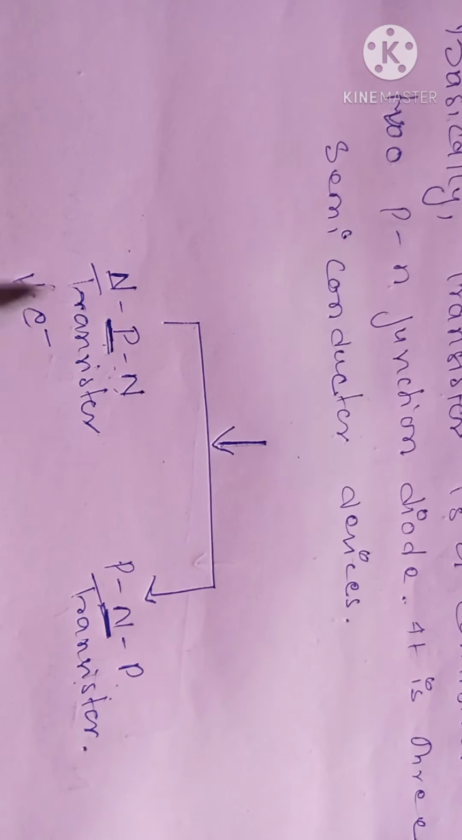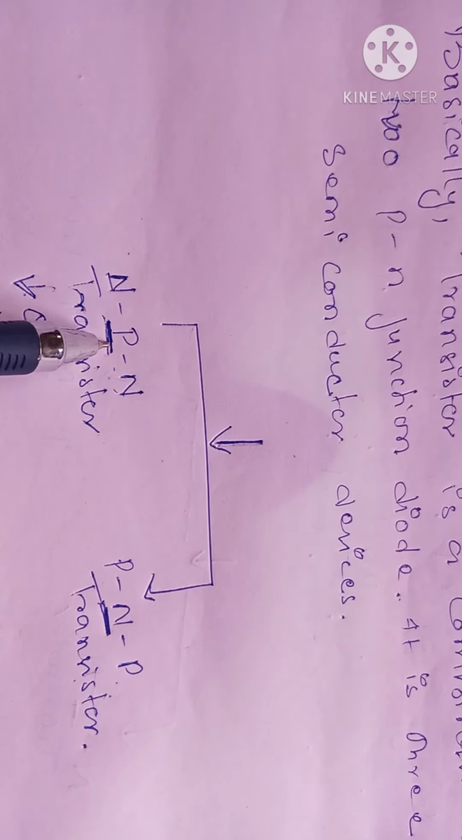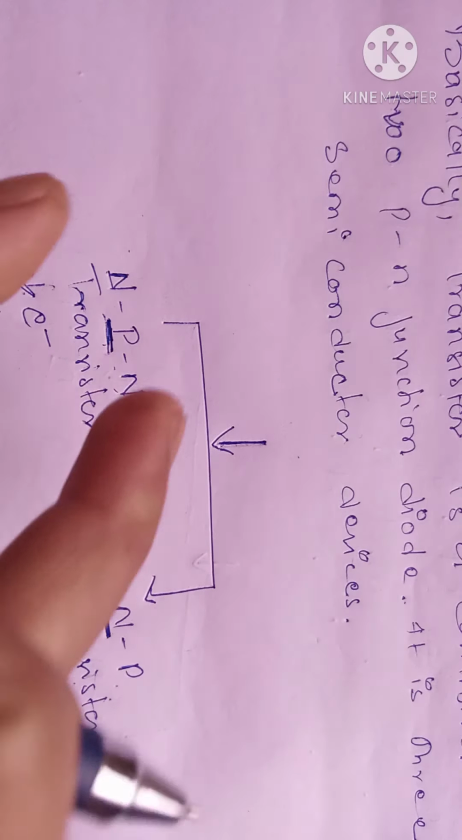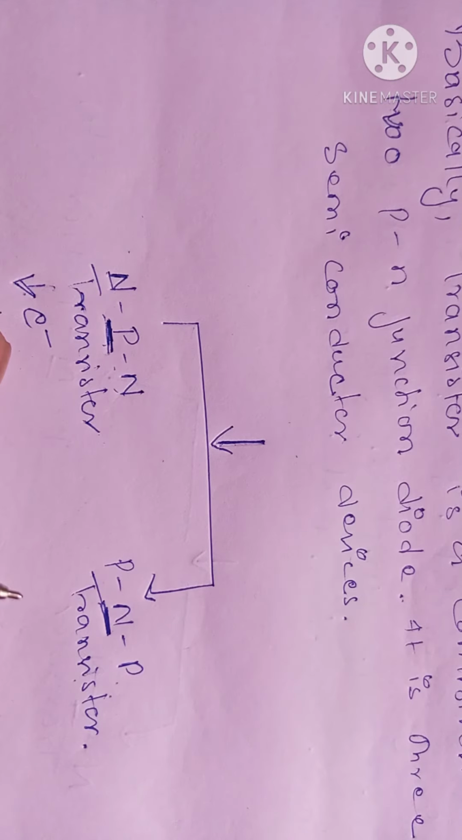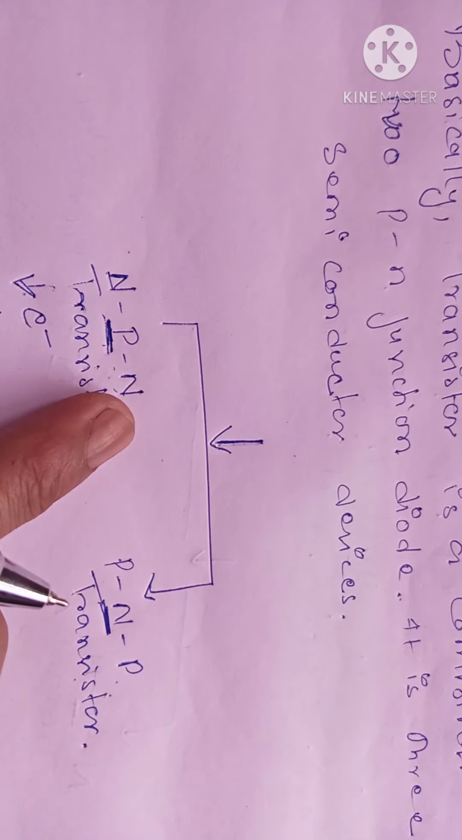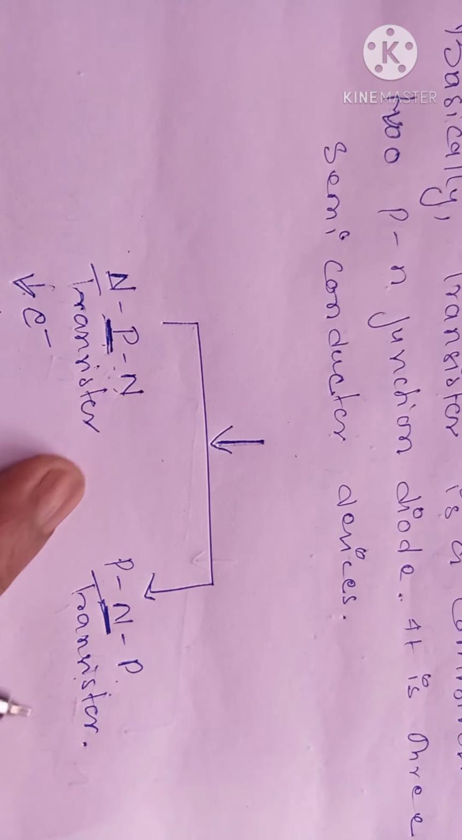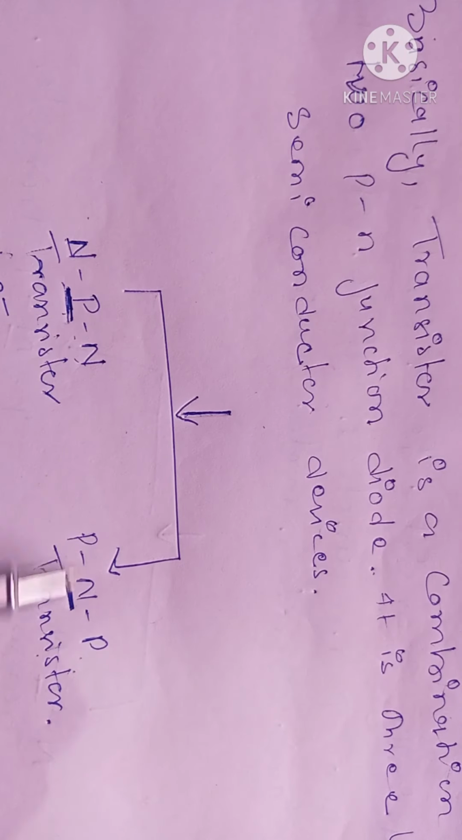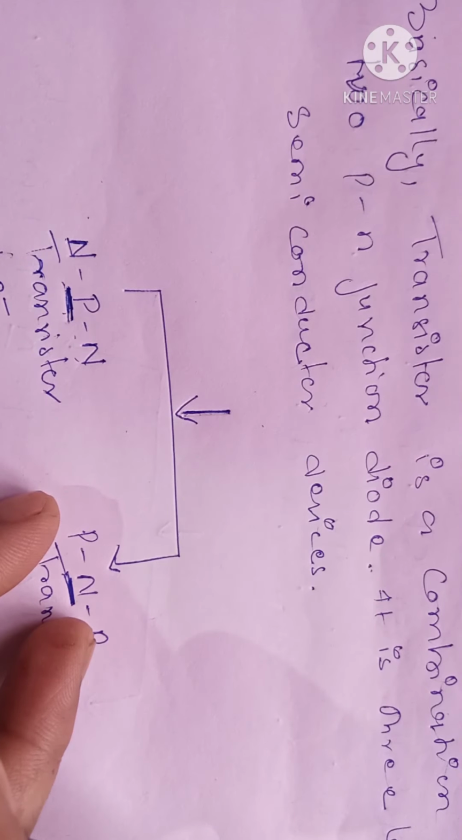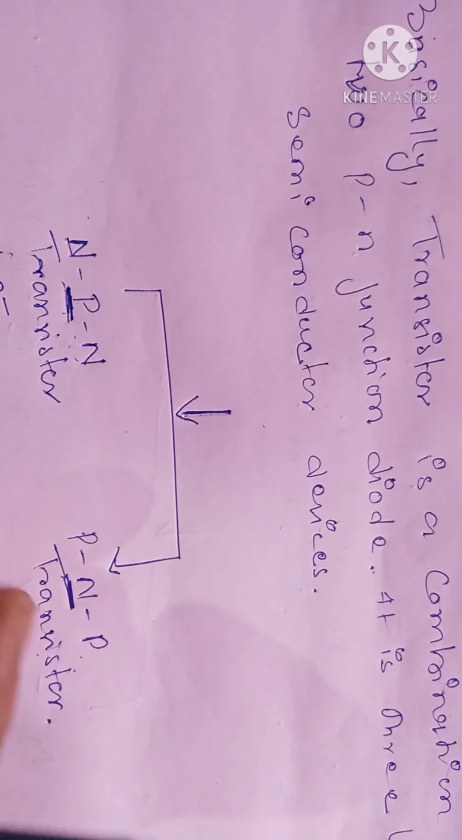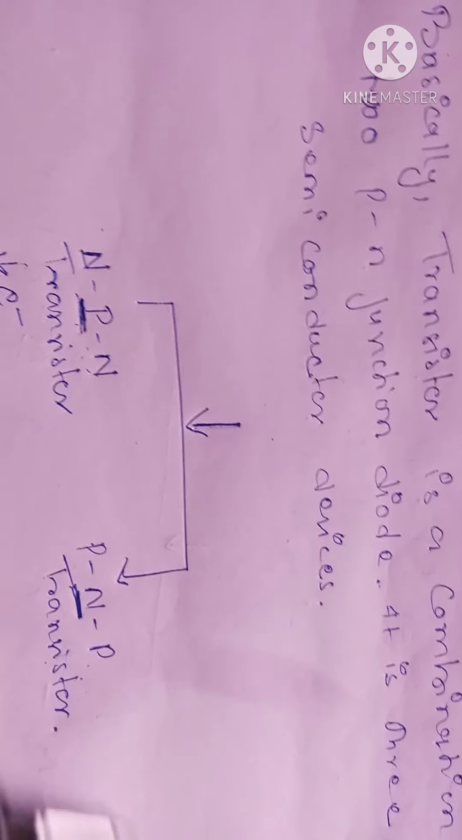When a P-type semiconductor is sandwiched between two N-type semiconductors, this type of transistor is called an NPN transistor. Similarly, when an N-type semiconductor is sandwiched between two P-type semiconductors, this type of transistor is called a PNP transistor.